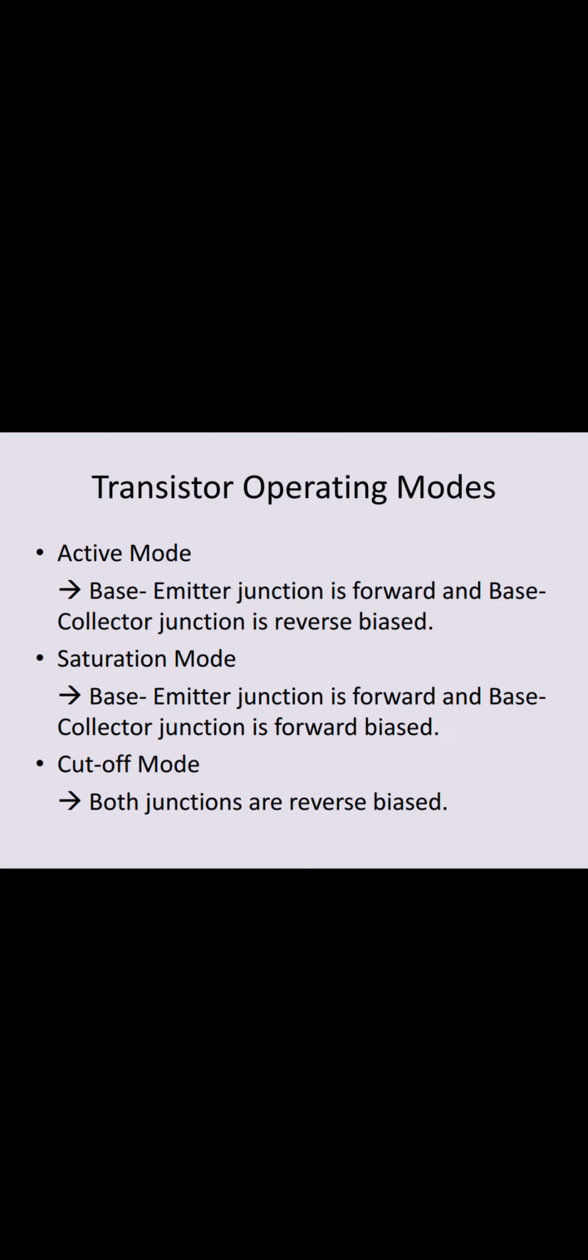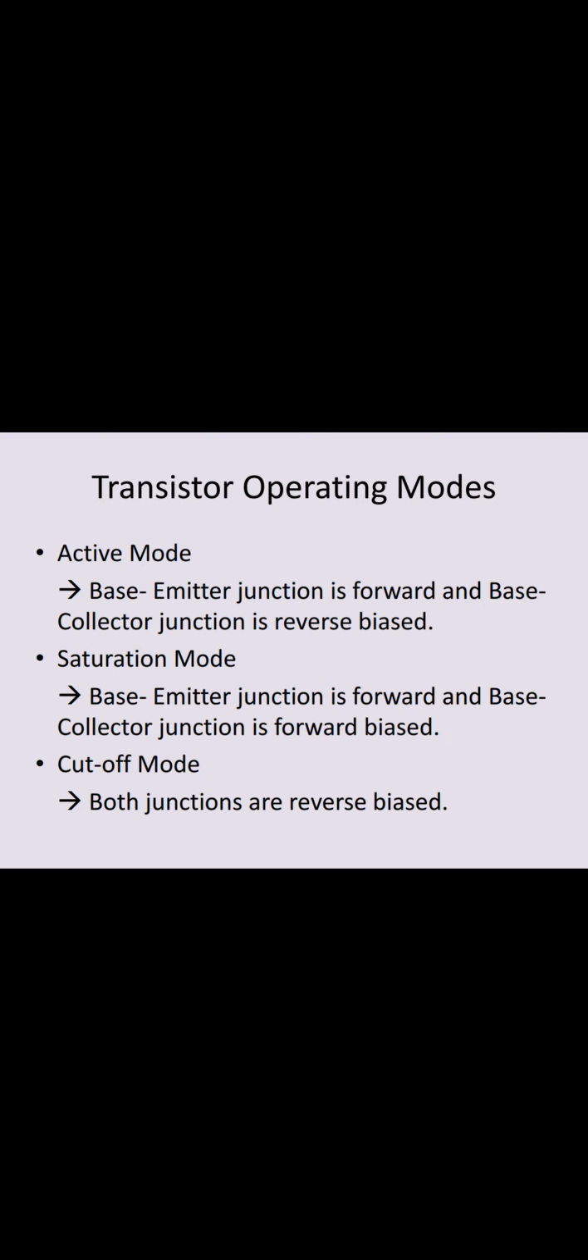The second region, or second mode, is saturation mode. With both junctions forward biased, it is called the saturation mode or saturation region. A BJT in saturation mode facilitates high current conduction from the emitter to the collector. This mode corresponds to a logical on, or a closed switch.